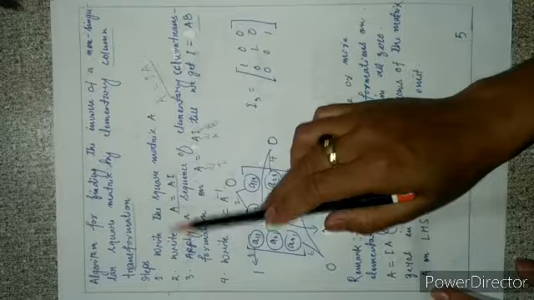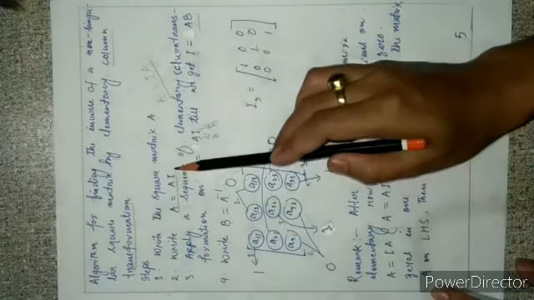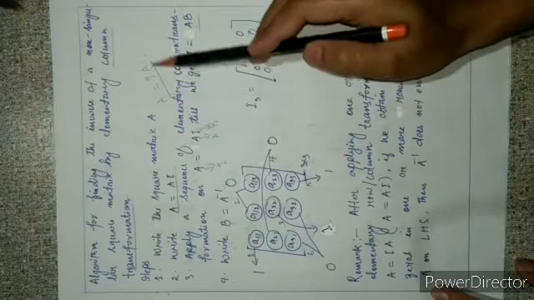Steps are: step number 1, write the square matrix A. Step number 2, write A is equal to I into A, as for row transformation, which is A is equal to I into A.